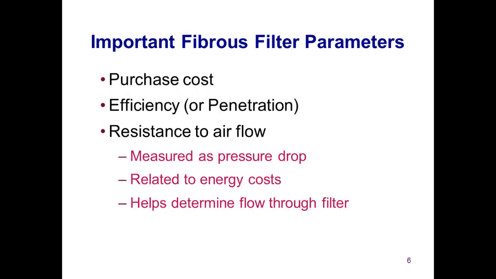The parameters around which decisions are made regarding the type of filter to purchase include the cost, but we are not going to talk too much about that in this presentation. The efficiency, how much of the incoming particles a filter collects, and alternatively the penetration, how much gets through, are important, and we will talk about both of these parameters in detail. The resistance to airflow, which is typically measured as pressure drop, is also important. This parameter is related to energy costs and helps determine how much airflow gets through the filter. We will talk a lot about resistance as well.